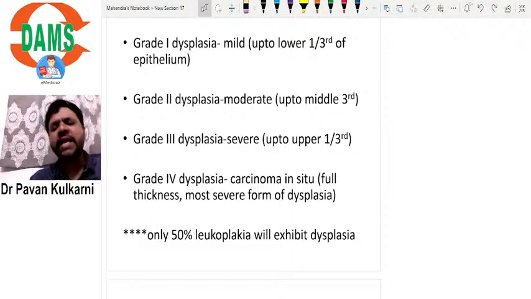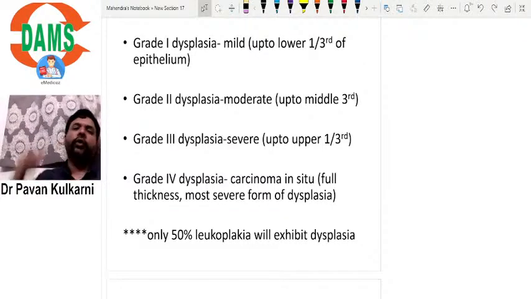If the dysplasia is up to the middle one-third, you call it grade 2. If dysplasia is up to the upper one-third of the epithelium, you call it grade 3. If the entire thickness of the epithelium is dysplastic, from lower to upper, complete thickness, you call it grade 4 dysplasia.